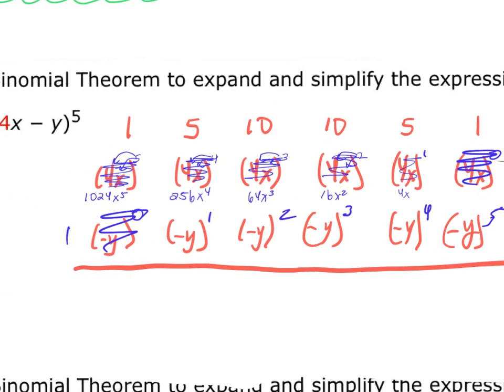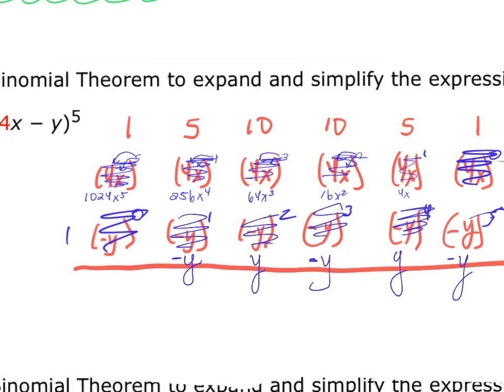All right, now we got to be careful here. Negative y to the 1st power is just negative y. What's negative y squared? Positive y. Good. What's negative y to the 3rd power? Negative y. What's negative y to the 4th power? Positive y. And the negative y to the 5th power is negative y. There you go.